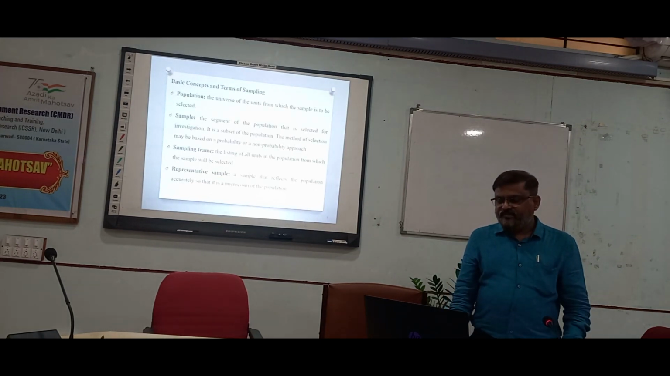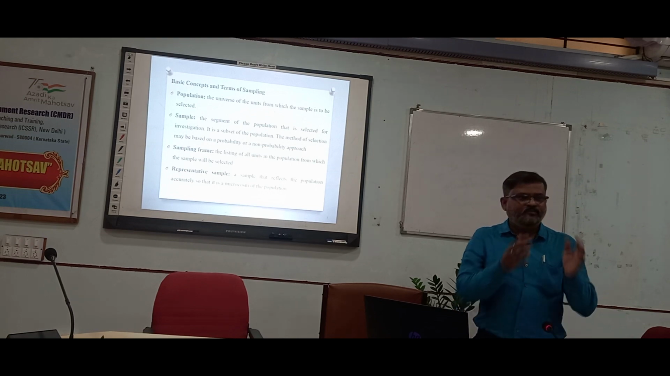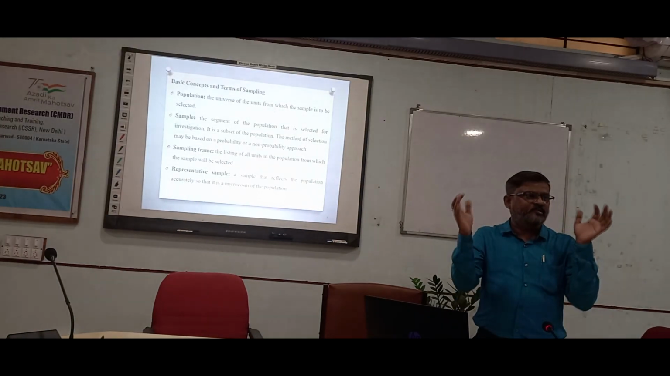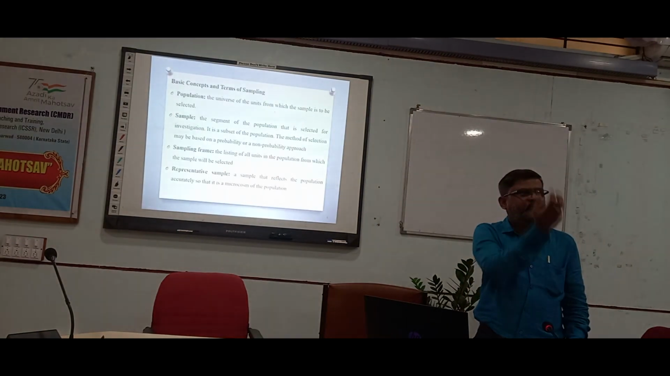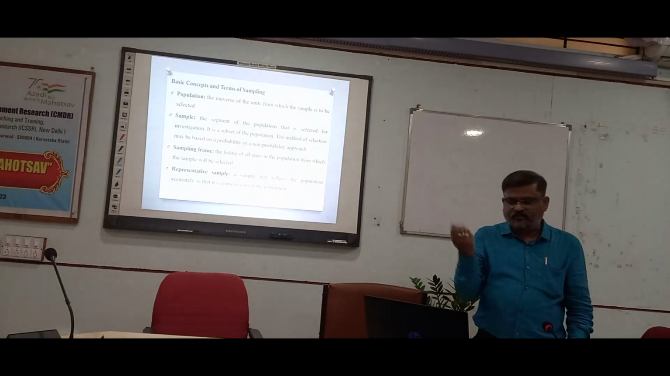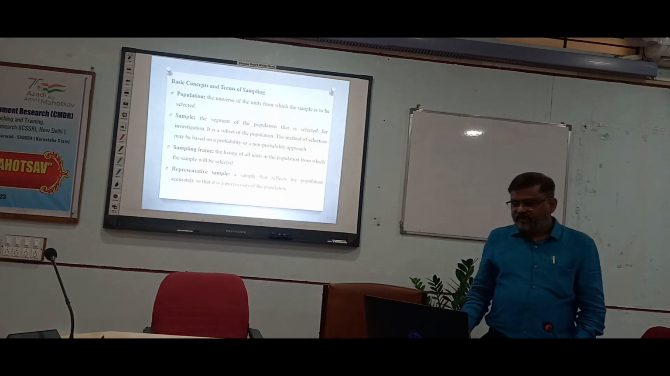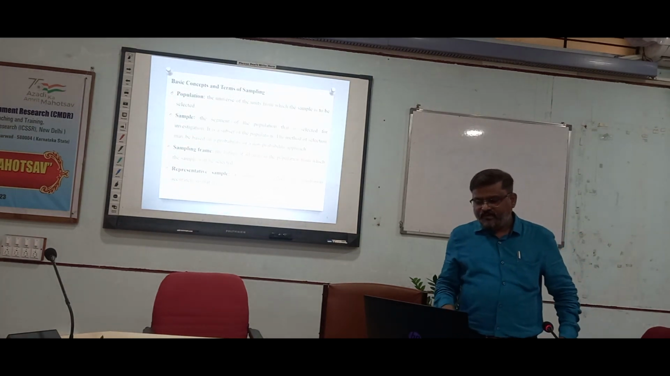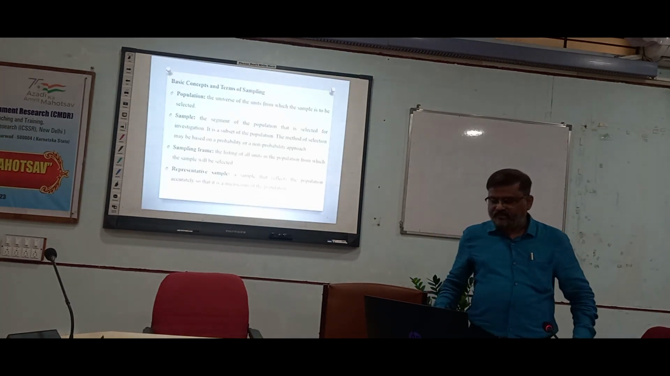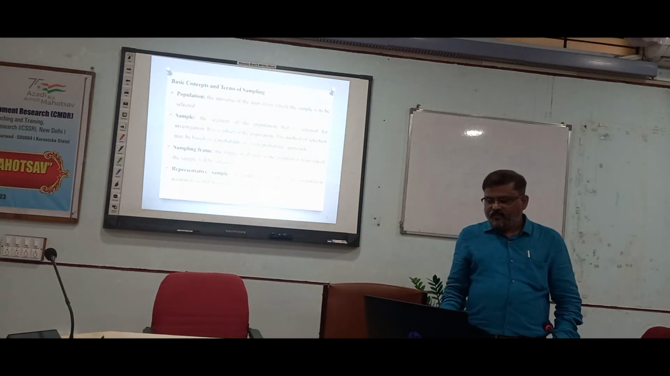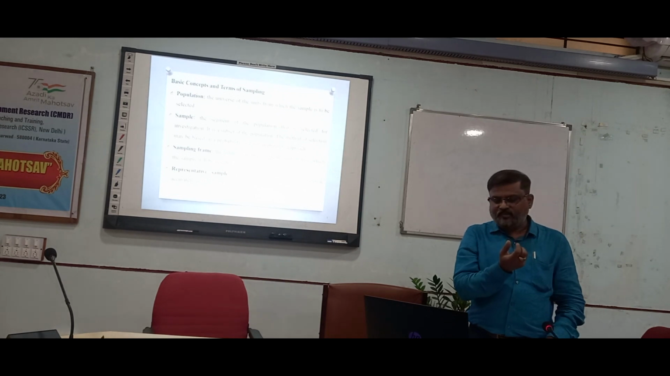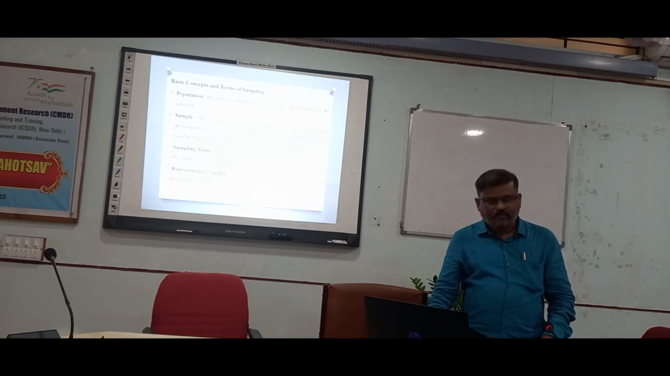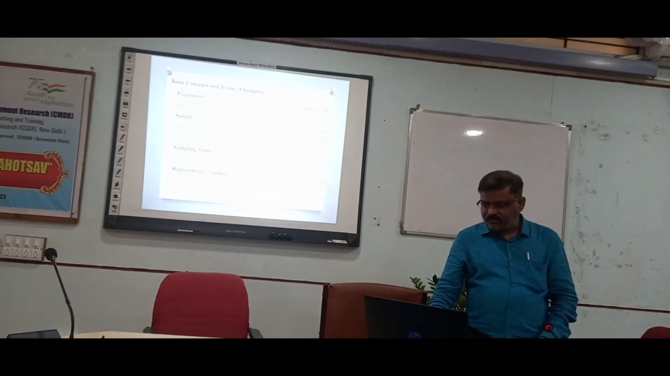The sampling frame is the listing of all units in the population from which the sample will be selected. There are many units in the population, and we list them out to decide how much sample to draw from each unit. Then the representative sample is a very small sample drawn from the population that represents the whole population.